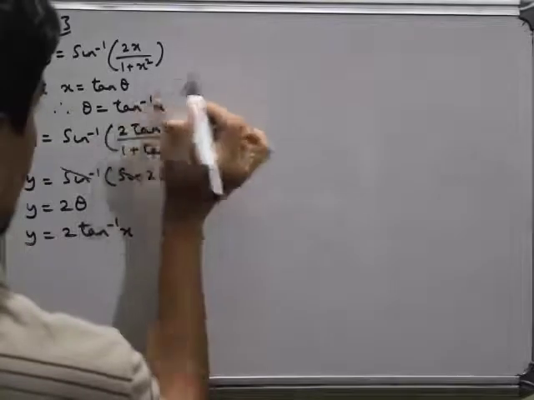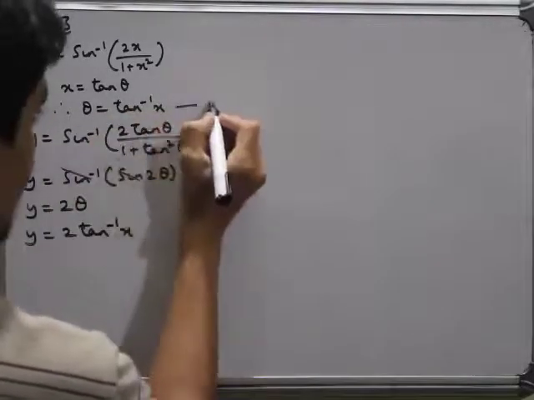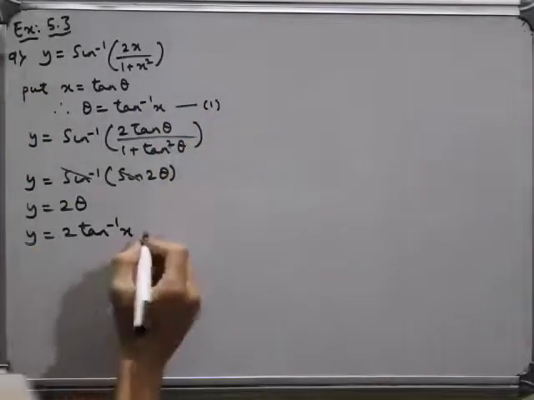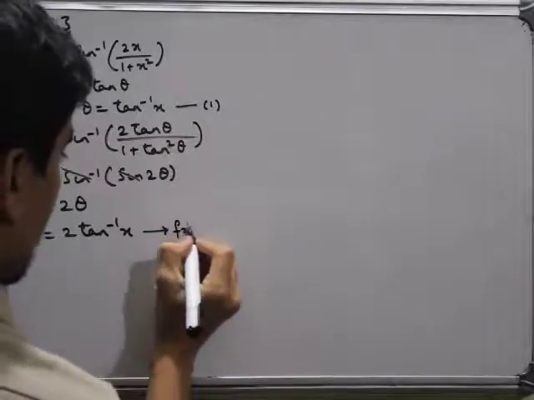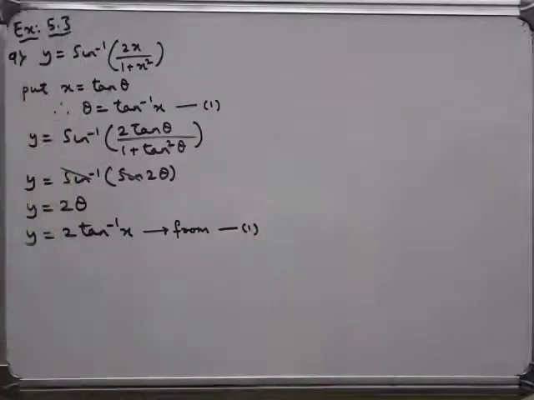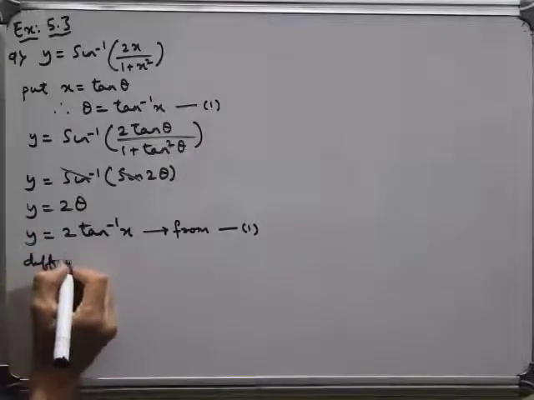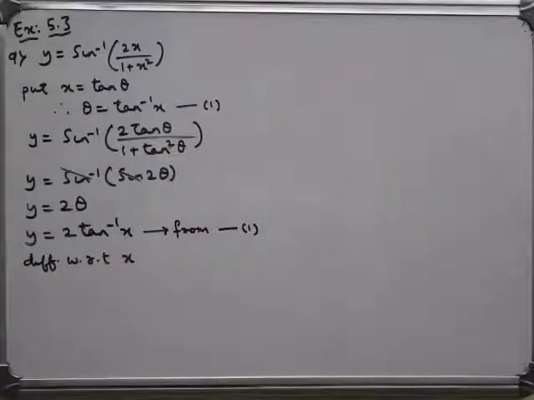Here we will give some names to these things. Put x equal to tan theta, therefore theta equal to tan inverse x. We will call this equation number 1. And here we will write this is from equation number 1. Now it is very simple to differentiate tan inverse x. Now we have to differentiate with respect to x.